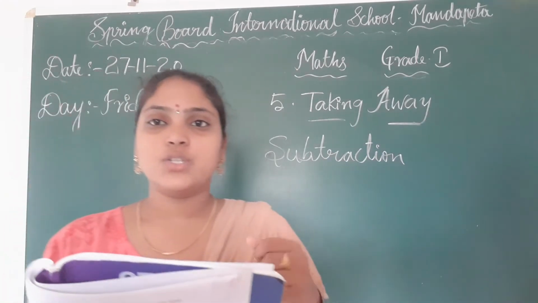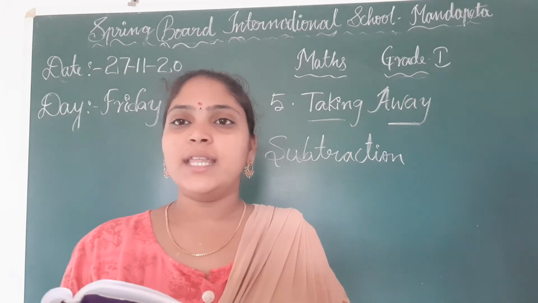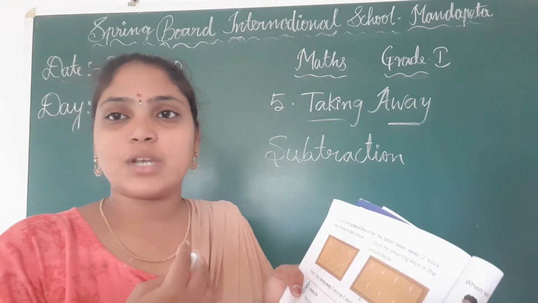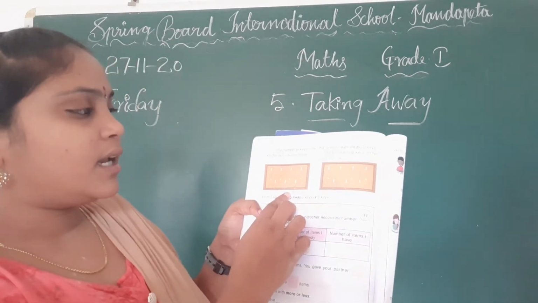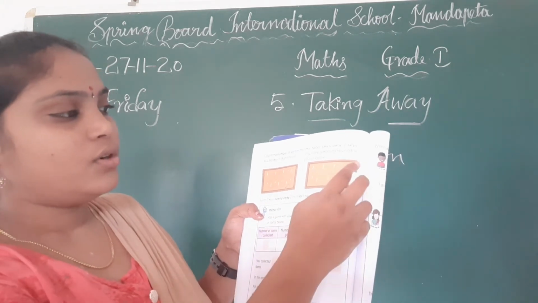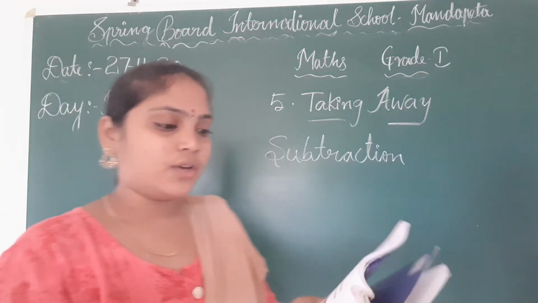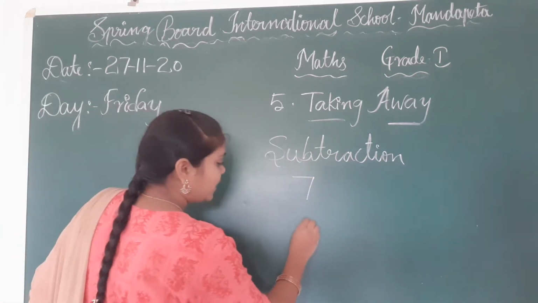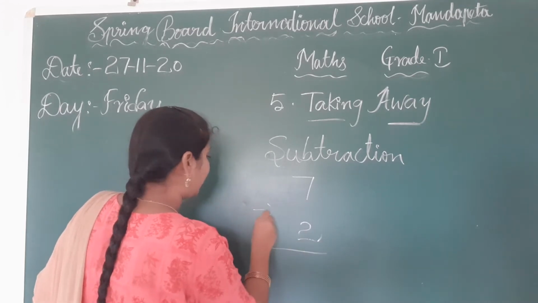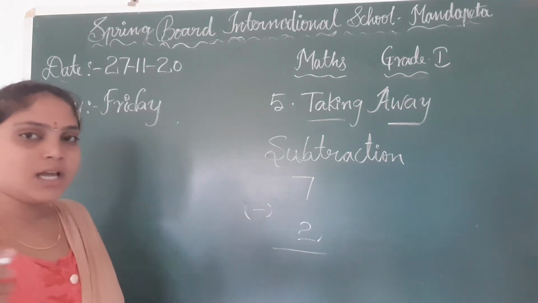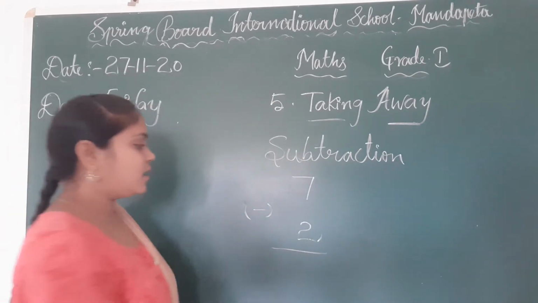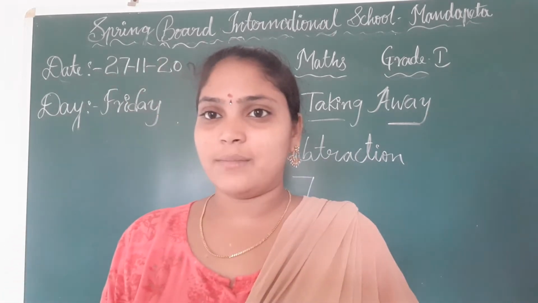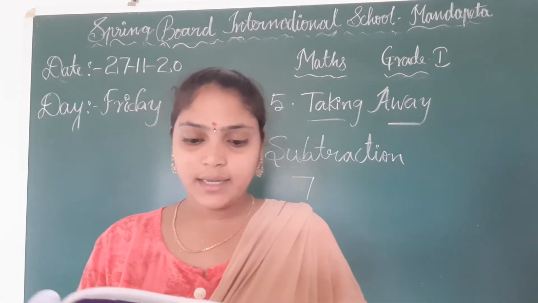Okay, 2 keys. So father took 2 keys. Count the remaining keys in the picture below. So takes away 2 keys means you have to strike out 2 keys. Now how many are remaining? 1, 2, 3, 4, 5. So from totally 7 keys, his father took away 2 keys. It means you have to do subtraction. 7 minus 2 is 5. Okay. So what is subtraction, children? Subtraction means taking away.